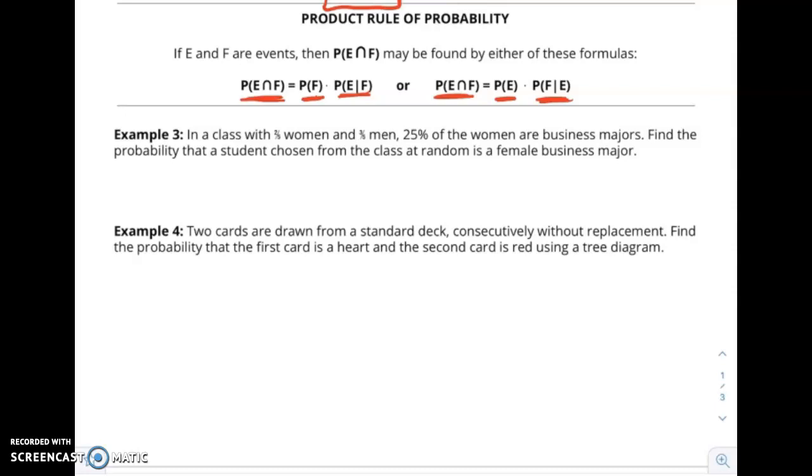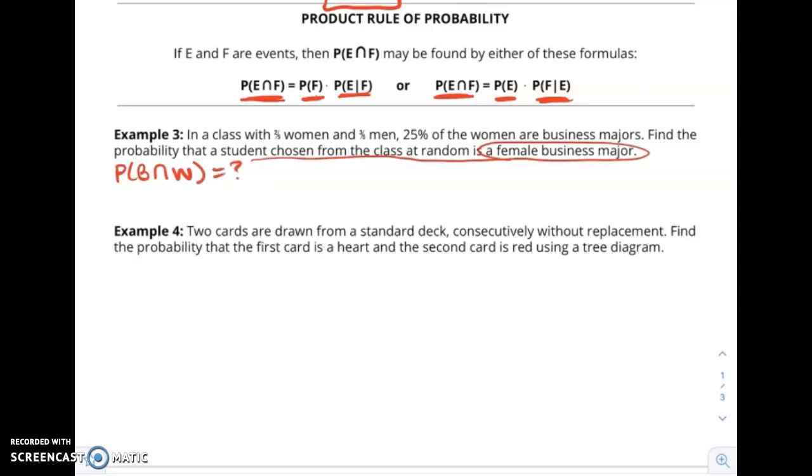where they say there's a class of 2/5 women and 3/5 men. 25% of the women are business majors. Find the probability that a student chosen from the class at random is a female business major. So the big part about this one is you got to figure out what they're saying to you. So when they say that we want the probability that a student chosen from the class is a female business major, they're wanting to find the probability that the person is both female and a business major. So they are looking for the probability of B for business intersection W for woman. This is what we don't know.